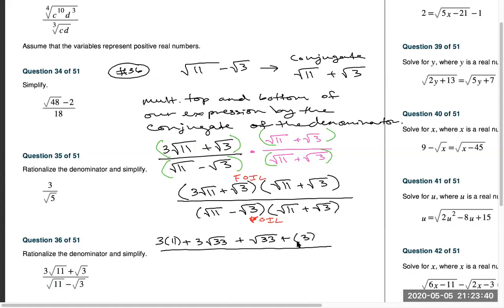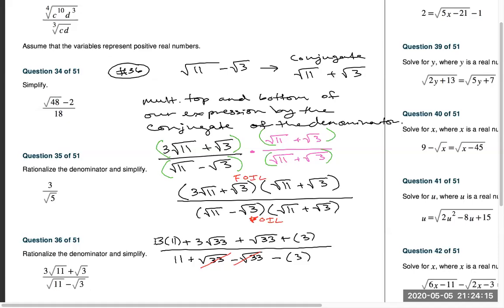On the bottom, be mindful of your signs. You have root 11 times root 11. That's 11. We have root 11 times root 3. That's plus root 33. We have in the middle here minus root 33. And then we have minus root 3 times root 3 is 3. So this is that canceling of the middle terms from the conjugate. Now you have no more radicals in your denominator.